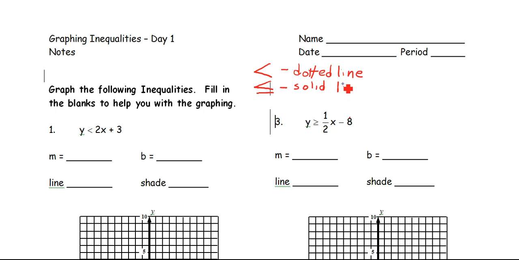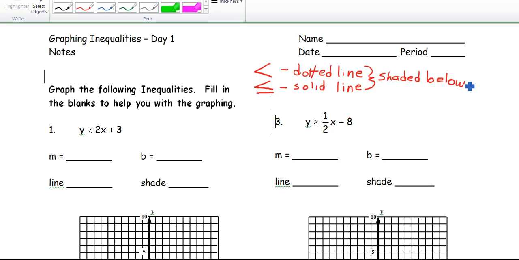the points that are on the line will not be a solution, but in the case of less than, these are both shaded below the line. Anything below the line in the shaded area will be a solution. So this will be shaded below.